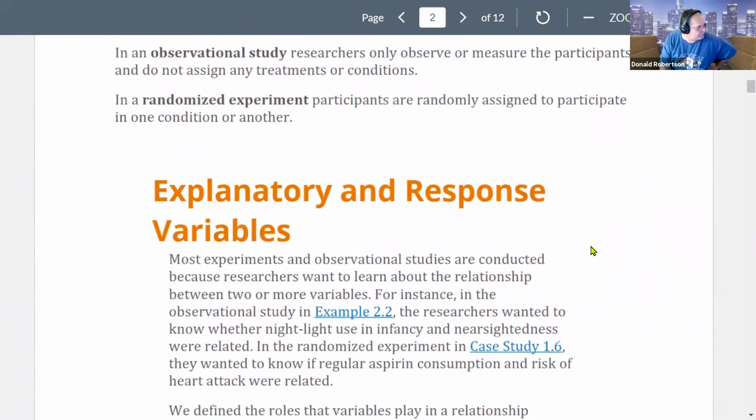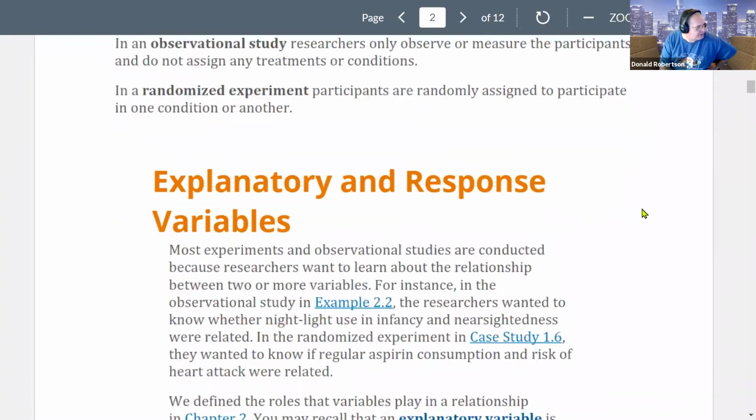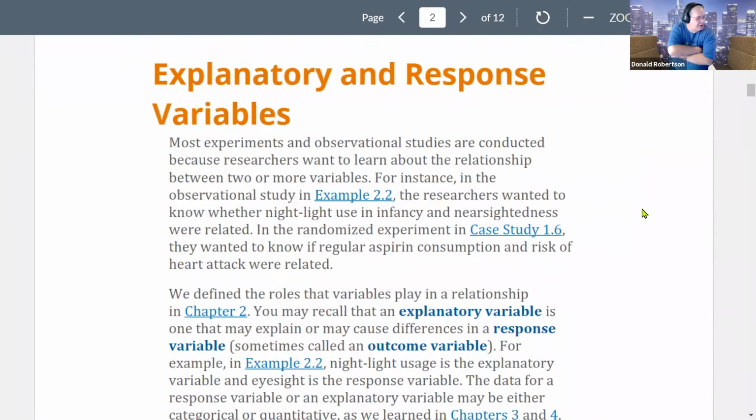Right, let's look again. There's a definition of them. Let's look at explanatory and response variables. Remember, the x-axis is explanatory, the vertical was response. If we were doing, say, the vitamin C story, the explanatory was getting vitamin C and the response was getting the cold. If you were doing the pain one, maybe the explanatory was the pill you got and the response is headaches.